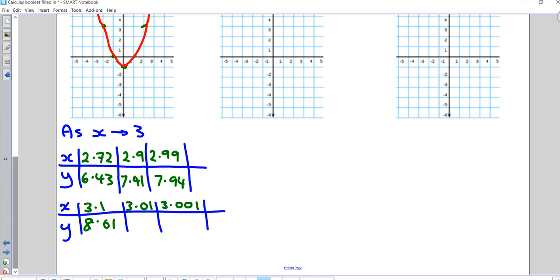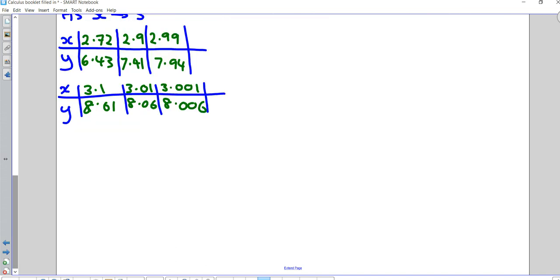8.0601. 8.060, and I'll put it in my space. 8.006. So as we're approaching from the left, and as we're approaching from the right, what is the limit getting closer and closer to? 8. Yeah. That might seem so obvious, because if you plug in 3 into the function, you get 8.